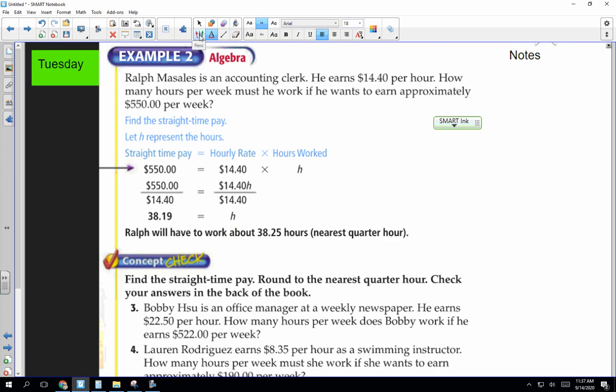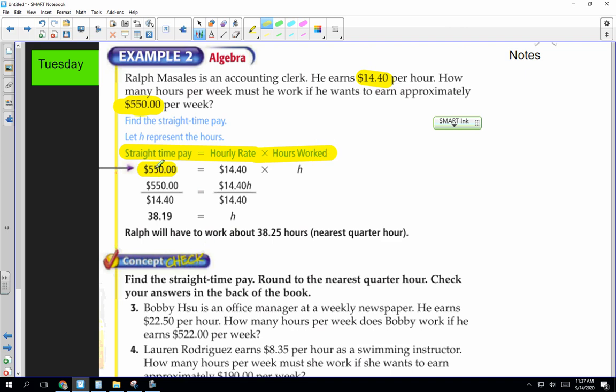So we know like Ralph, he earns $14.40 an hour. His paycheck was $550. Well, he wants it to be $550. So how many hours does he have to work? So say he's got to get his car fixed, and that's how much it's going to cost to get his car fixed. So he wants to make sure he gets enough hours in his work week to make sure he has enough money. So we take our formula, straight time pay equals the hourly rate times the hours worked.